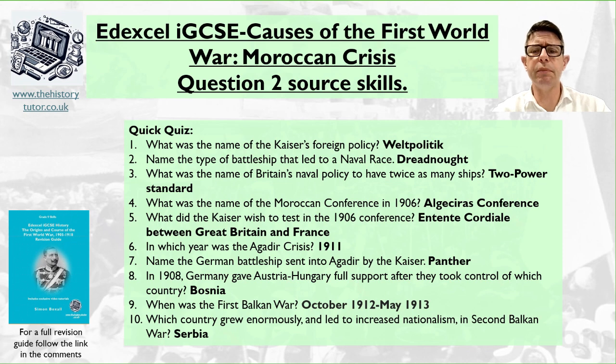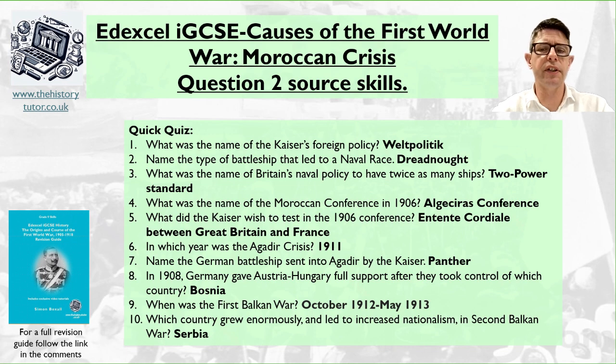What was the name of Britain's naval policy to have twice as many ships as the next power? That was the two-power standard. So what was the point in that? Well, Britain had to have two navies, one to protect Britain and one to protect its empire. So therefore it needed a navy equivalent to the next biggest size to defend its home waters, as it were, against threats. What was the name of the Morocco Conference in 1906?